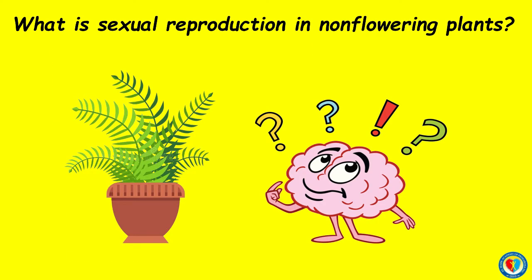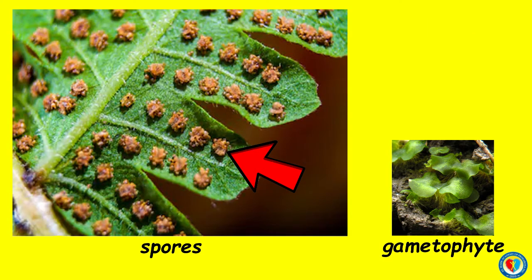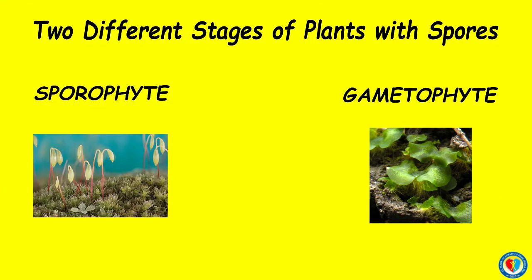What is sexual reproduction in non-flowering plants? Non-flowering plants have spores that allow reproduction. Spores are pollen-like structures of non-flowering plants that grow into gametophyte. A gametophyte is a tiny plant that grows low on the ground and produces both sperm and egg cells. The life cycle of plants with spores includes two different stages: sporophyte and gametophyte stages.